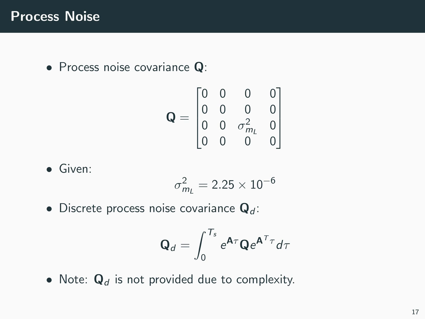Let's discuss the process noise in our model. The process noise covariance matrix Q is defined with a variance of 2.25 times 10 to the negative 6 for the load torque state, while all other elements are 0. To obtain the discrete process noise covariance matrix Q sub D, we perform an integration involving the system matrix A and the continuous process noise covariance Q over the sampling interval. However, the exact calculation of Q sub D is complex and not provided here.